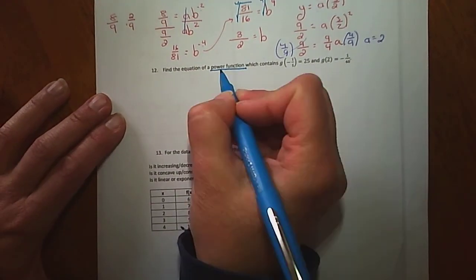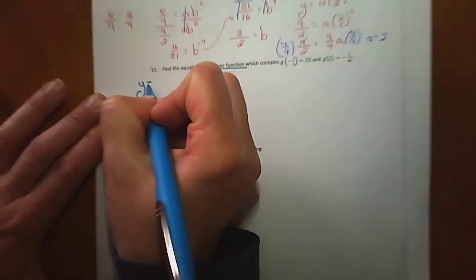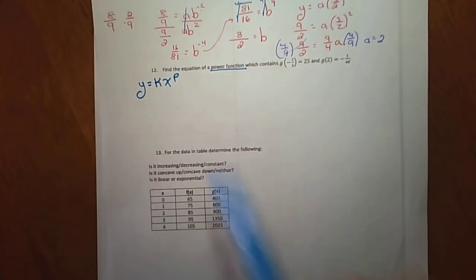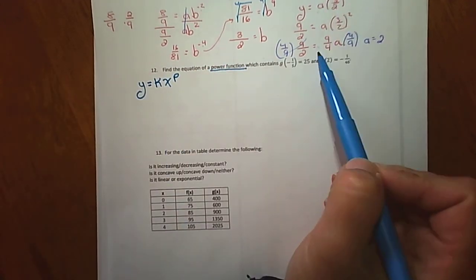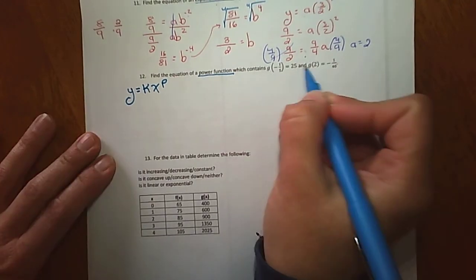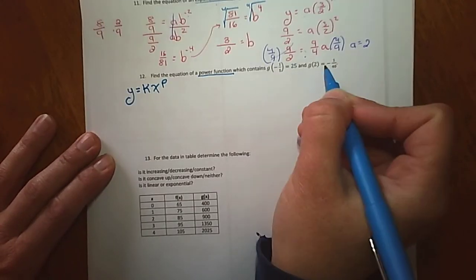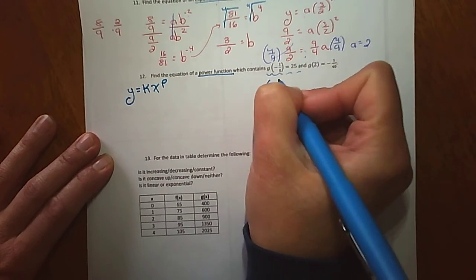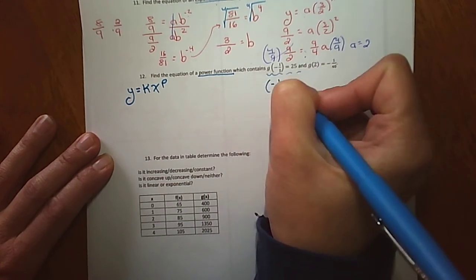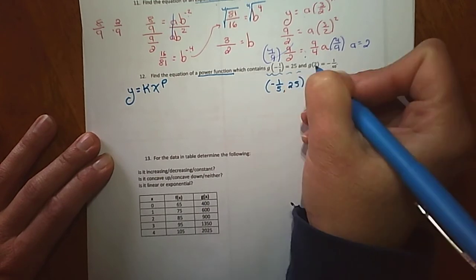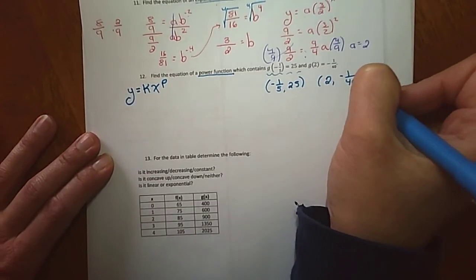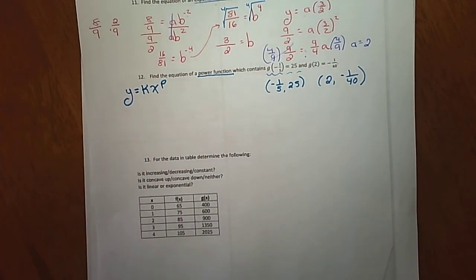So I see the word power function, and I'm going to write down y equals k x to the p. And we're going to do this exactly the same way we did this guy. I give you these 2 pieces of information. This thing right here means the x is negative 1/5 and the y is 25. And for this one, the x is 2 and the y is negative 1 over 40.